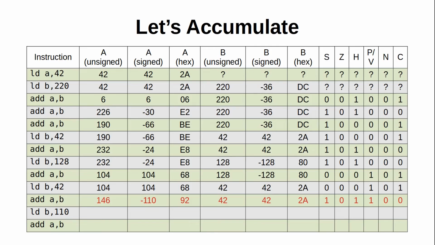Let's do one more load, putting 110 into B. Now we have 146 and 110, which is another mixed sign situation, with 146 interpreted as negative 110. So now you can guess what will happen when we do one more add. That's right, A wraps around to 0. It's not an overflow because of the mixed signs, but it does result in a carry, as the unsigned sum would be 256. With a 0 result, we clear the S bit and set the Z bit, and the H bit is set as the carry started in the lower nibble.